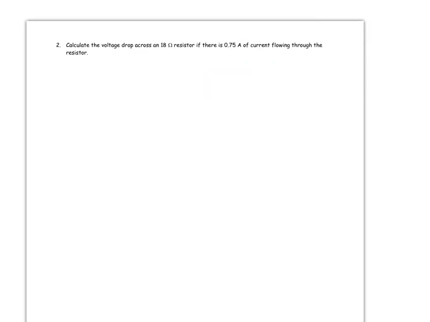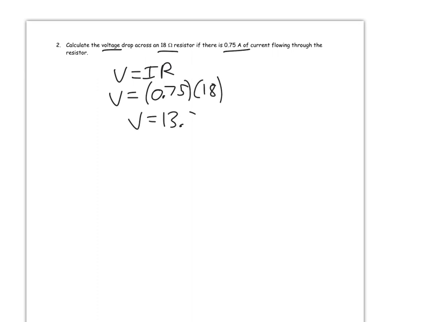Moving on to this next problem, we want to find the voltage. It says voltage drop, but that's just typically how we talk about voltage here. Across an 18 ohm resistor, if there's 0.75 amps of current flowing through it. So we're going to use Ohm's law here, V equals IR. So our voltage is just going to be our current, which is 0.75 times 18, and we get a voltage drop here of 13.5 volts.